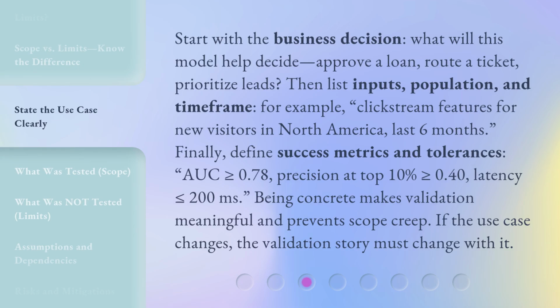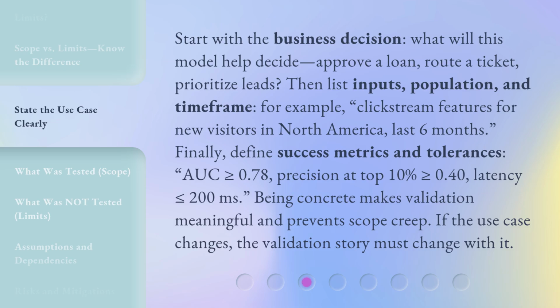Start with a business decision. What will this model help decide? Approve a loan? Route a ticket? Prioritize leads? Then list inputs, population, and time frame. For example, clickstream features for new visitors in North America, last 6 months.